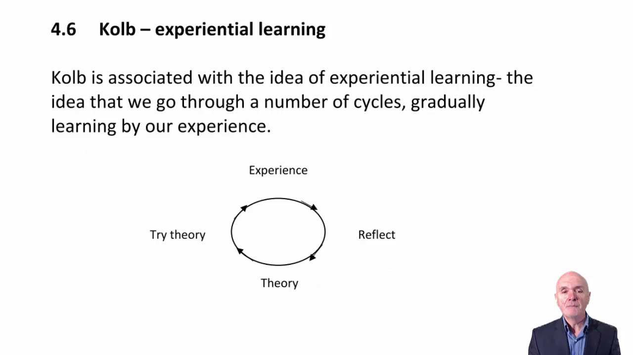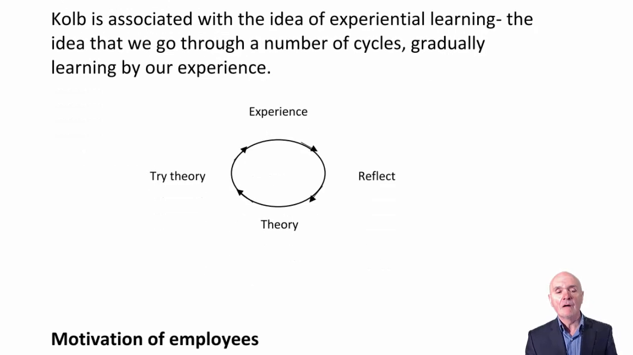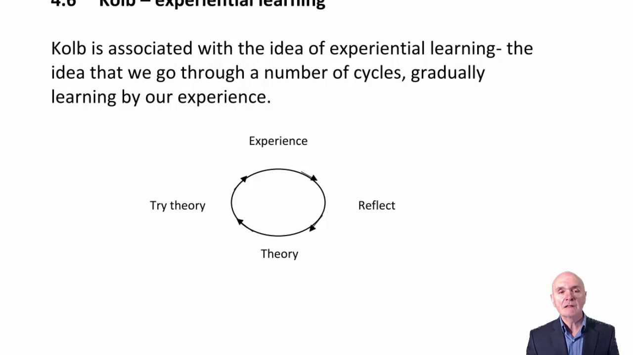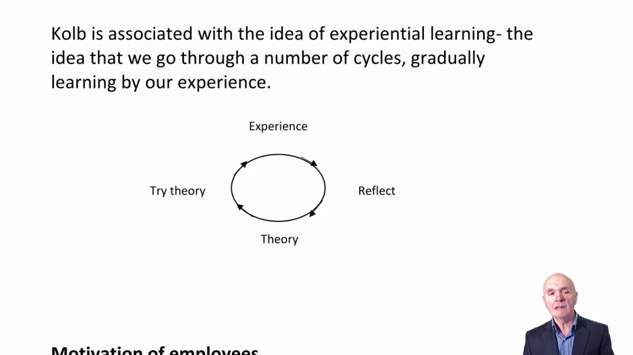The other big kind of theory on learning is Kolb and Experiential Learning. And Kolb says we go through a series of cycles in learning. We have an experience. So let's say the experience is that we go in, we try to win a contract from a client, and we don't win it. And we think to ourselves, why didn't we win it? And there may be a number of different reasons, and we come out with a theory.